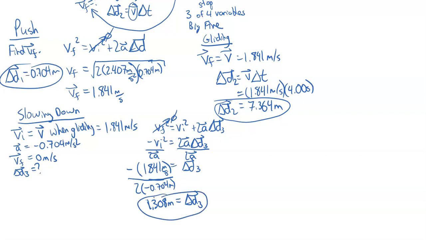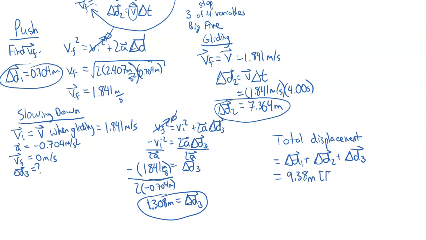And then it's just a matter of adding all those together. And so we could say the total displacement is equal to adding up all those displacements, delta d1 plus delta d2 plus delta d3. And it's very clear what those are. When you add those together, you get a total of 9.38 meters, and it's positive, so it's east. So you've moved 9.38 meters east over that time. So that's how you have to do that.